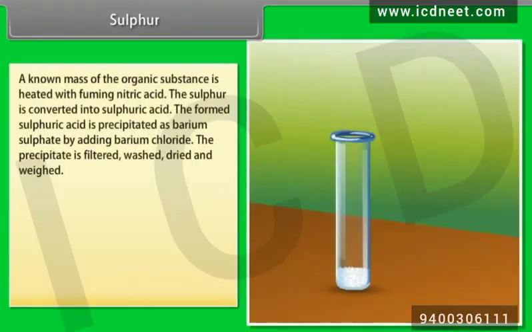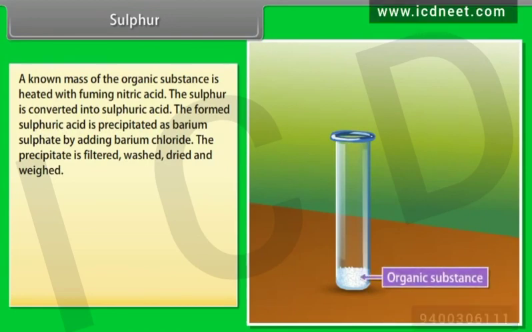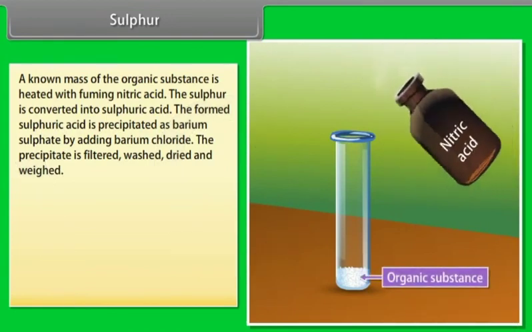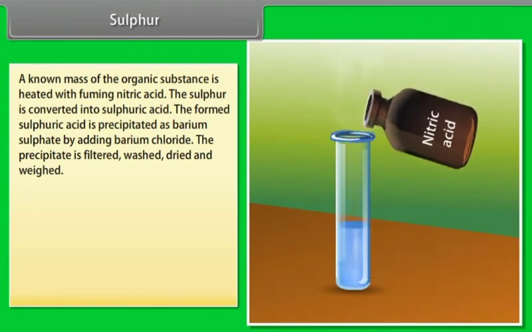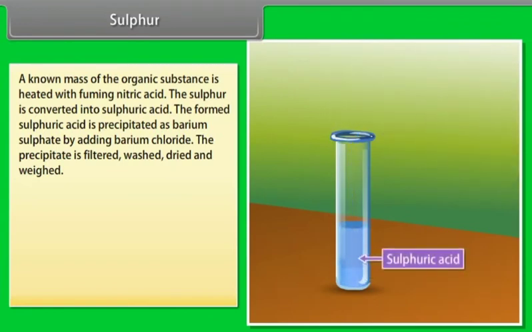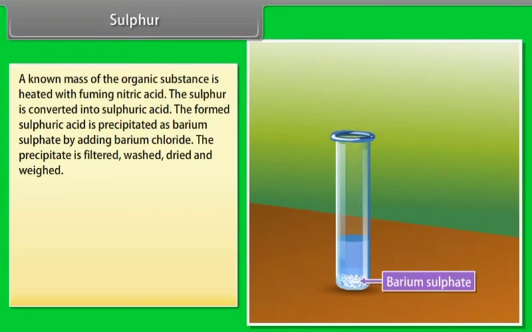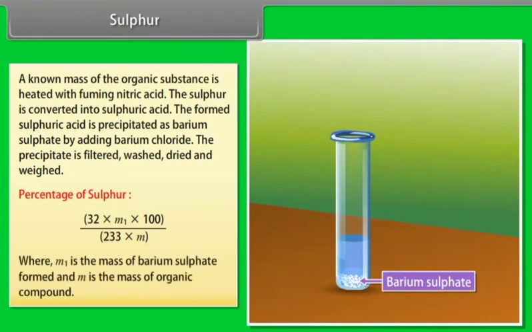Sulfur. A known mass of the organic substance is heated with fuming nitric acid. The sulfur is converted into sulfuric acid. The formed sulfuric acid is precipitated as barium sulfate by adding barium chloride. The precipitate is filtered, washed, dried and weighed. Percentage of sulfur: 32 × M1 × 100 / 233 × M, where M1 is the mass of barium sulfate formed and M is the mass of organic compound.